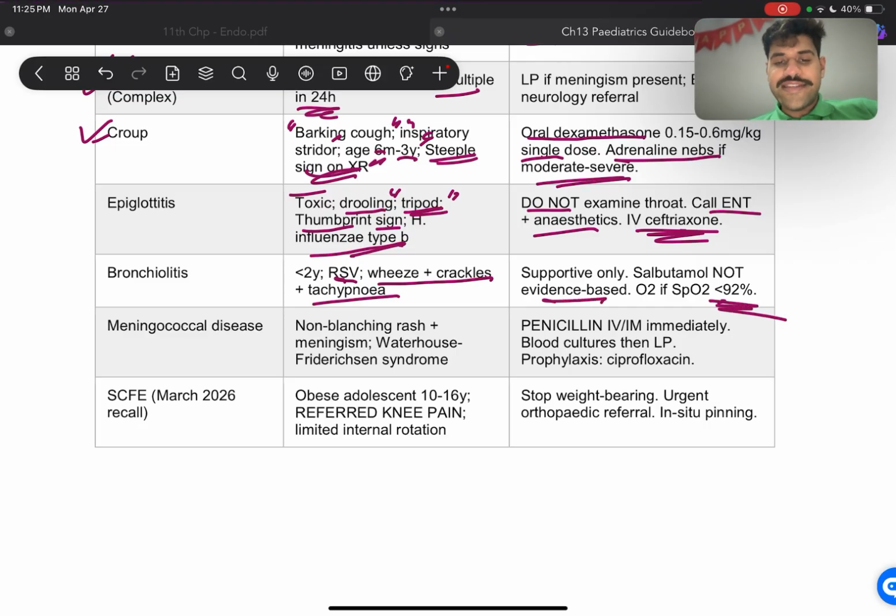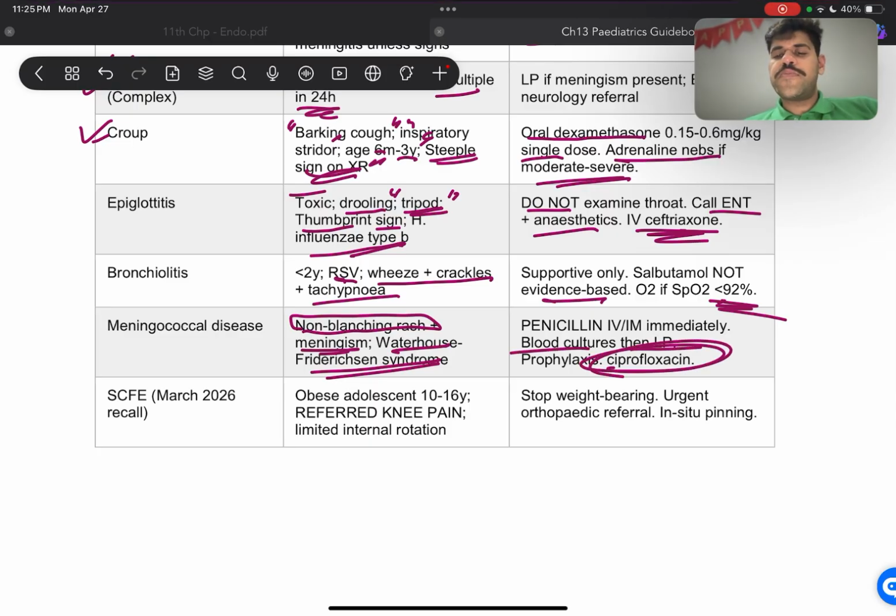Then meningococcal disease, in that they will have a non-blanching rash and meningism. Waterhouse-Friderichsen syndrome. All right, for this we give penicillin IV or IM immediately, and blood culture, then LP. Prophylaxis is going to be ciprofloxacin for meningism as well, and for this disease.